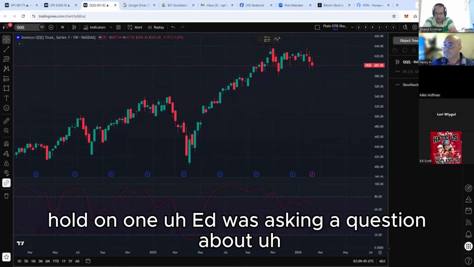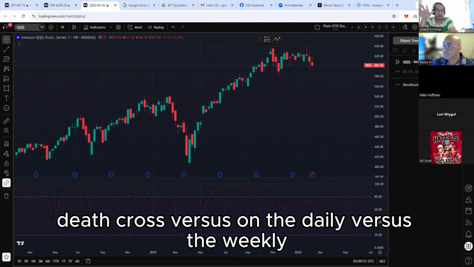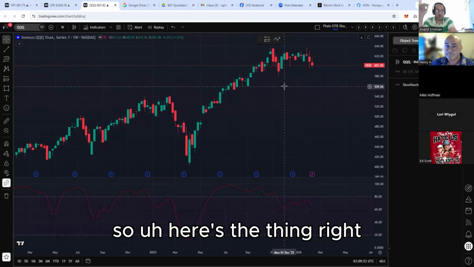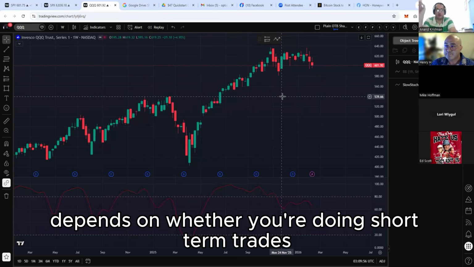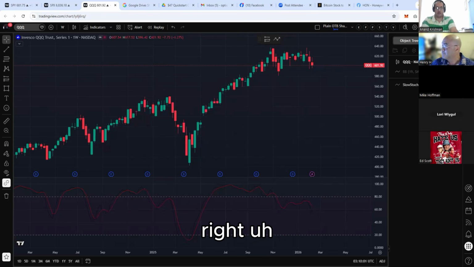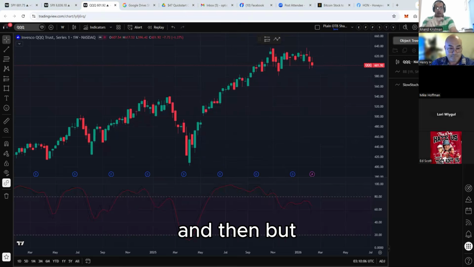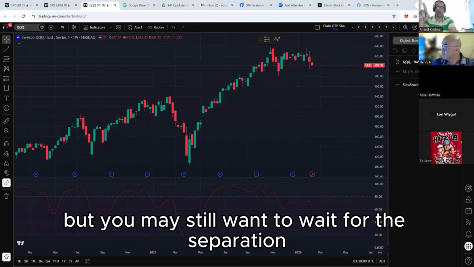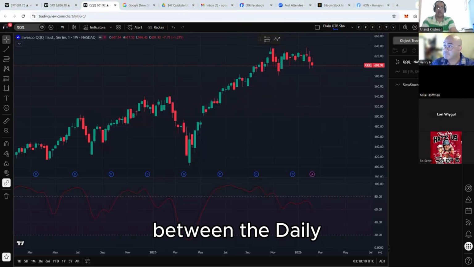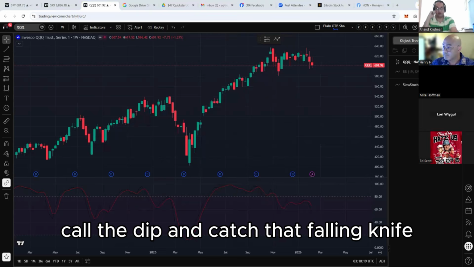One person was asking a question about the death cross on the daily versus the weekly. Here's the thing: it depends on whether you're doing short-term trades or long-term trades. If you're doing a long-term trade, then you want to see what's happening on the weekly. But you may still want to wait for the separation between the daily 50 and 200 before you actually start buying. You are proving that it's actually bouncing off rather than trying to call the dip and catch that falling knife.